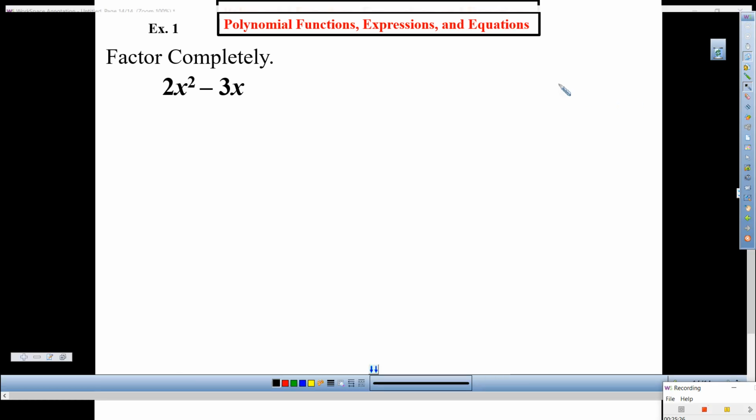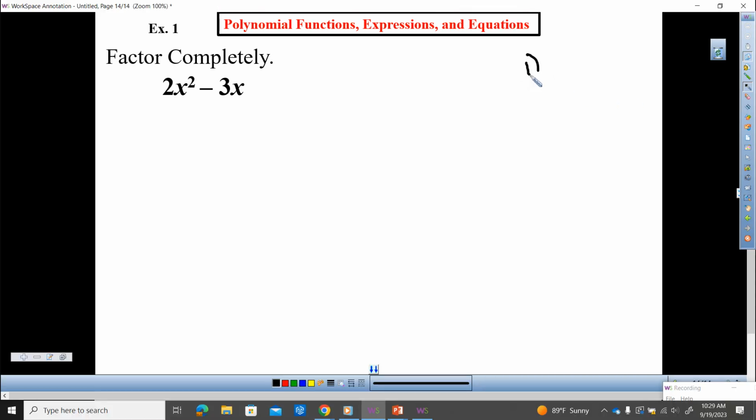So, to have a process, on the side, I want you to write number 1, SF. We need to make sure it's what? Tell your neighbor. Standard form. That is correct. If you need to write it out, standard form. So look at it. Is it from highest to lowest degree? Yes.